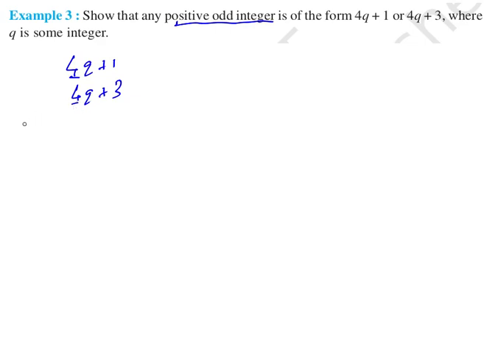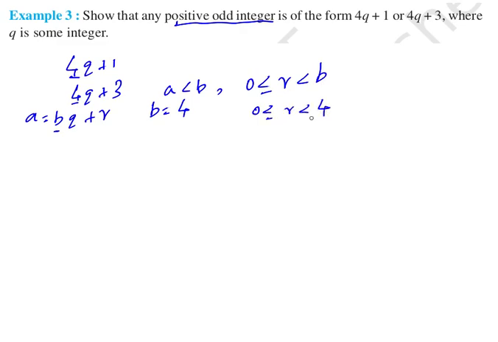So in the place of b, we have 4. According to Euclid's division lemma, a equals bq plus r. In the place of b, we have 4, so b equals 4. The condition for r is 0 less than or equal to r less than b. If we substitute the value of b, 0 less than or equal to r less than 4. So let me take the values of r.